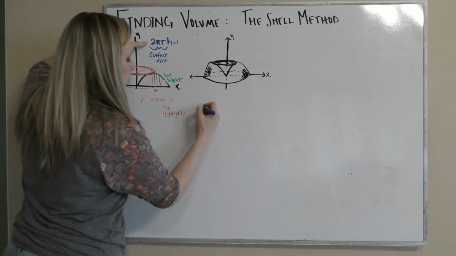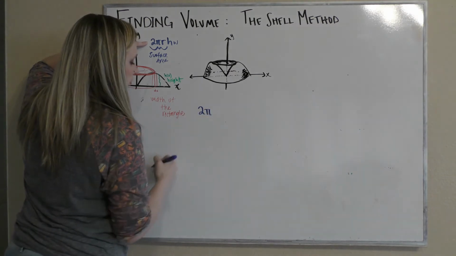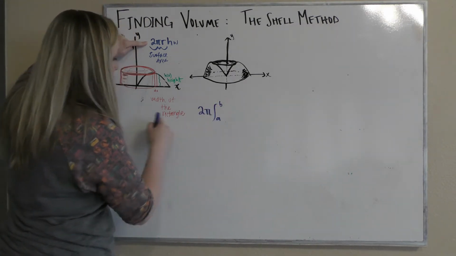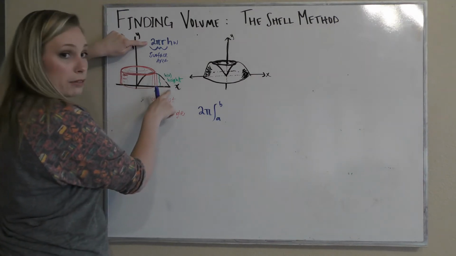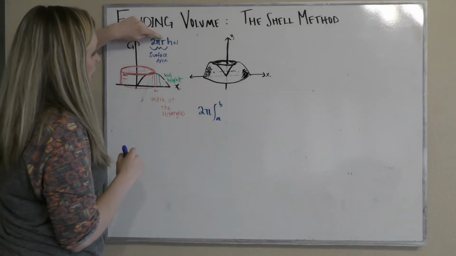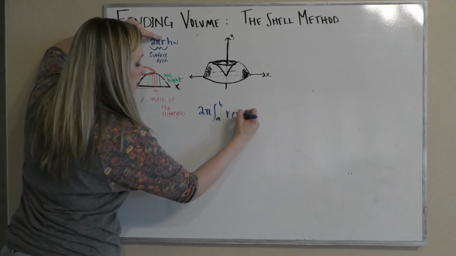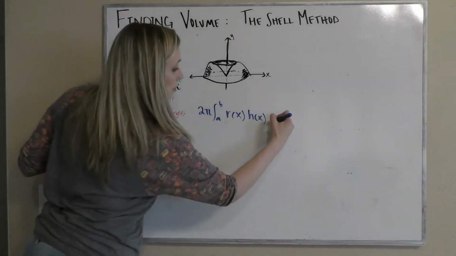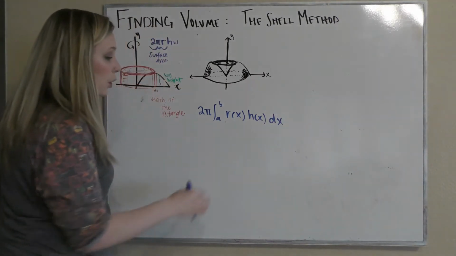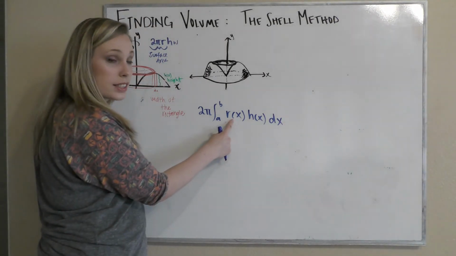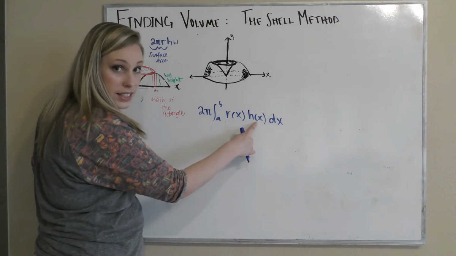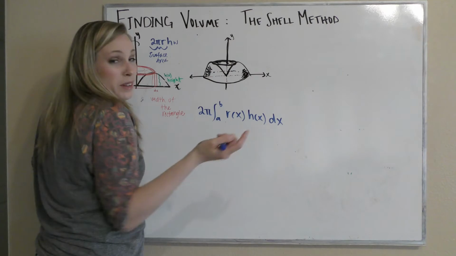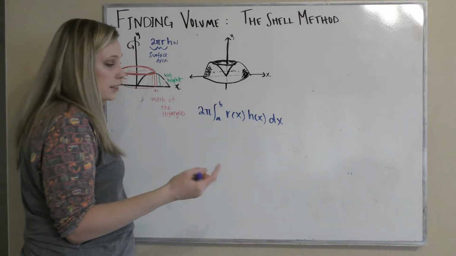Well, we're going to do 2 pi times the integral from a to b. In this case, it would probably be from 0 to whatever this is. R of x times h of x times dx, where this is the radius, this is the height, and that's the width. The width is always going to be dx.